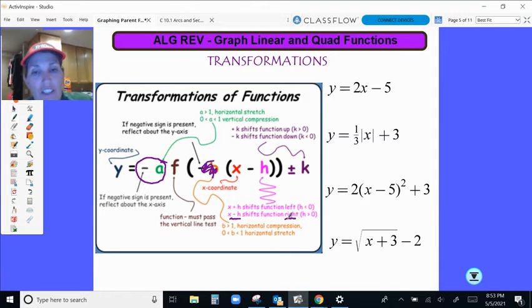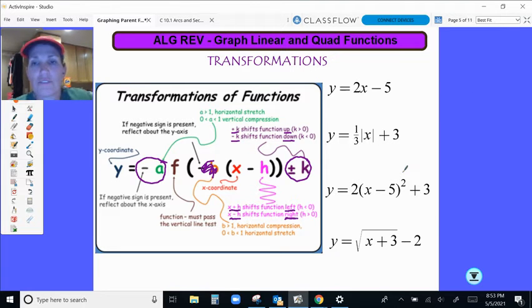If it's x minus, it's a shift to the positive, so it's kind of opposite. If it's x plus, it's going to be a shift to the left. So it's kind of opposite of what the sign is. For K out here, it's exactly what it is. If it's a positive K, it's going to shift up. If it's a negative K, it's going to shift down.